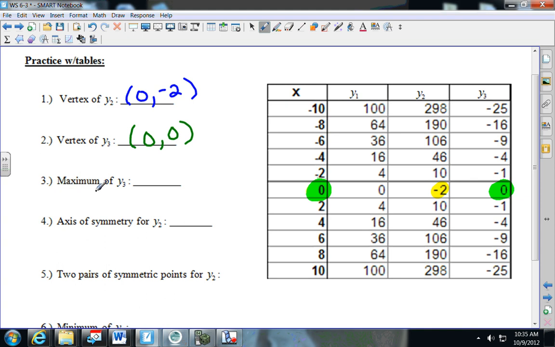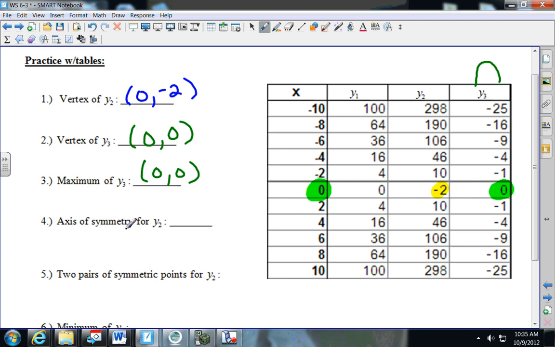It says, what is the maximum of Y3? What is the highest point that Y3 gets to? It starts down here at negative and it goes all the way up to 0. See, because my parabola will be opening downward. So right here at the top, that'll be my maximum. The maximum is the same as the vertex.